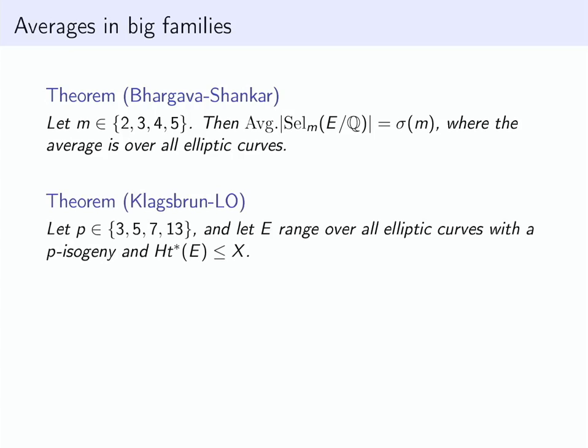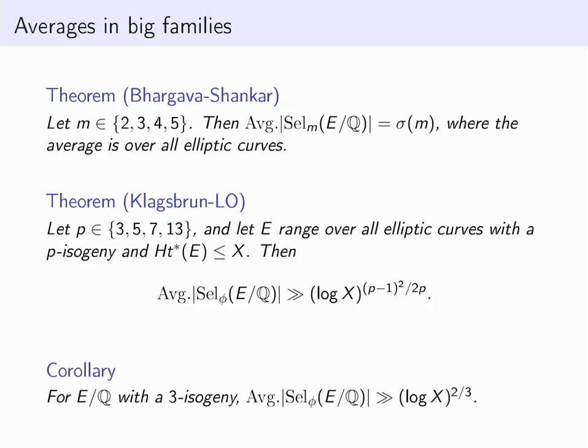What Zev and I show is, let's say P is 3, 5, 7, or 13. You might recognize those primes, some of you. And let E range over elliptic curves with a P-isogeny, and some notion of height up to x. Then the average size of the Phi-Selmer group, so we're in the same world we were in on the previous slide, just now varying over all elliptic curves with a P-isogeny. If we had some analog of Bhargava and Shankar, we should expect some bounded number, something like sigma of m. Life ain't that pretty. In fact, the average size of these Selmer groups grows like log x to some power.